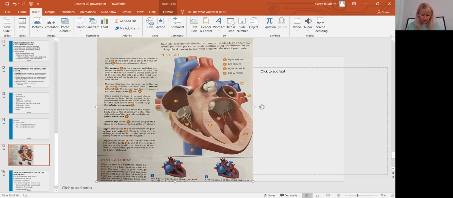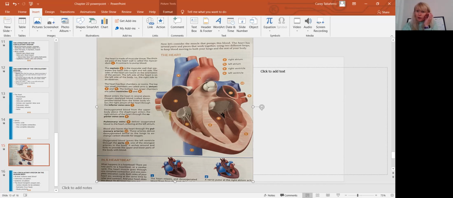So what happens is the heart relaxes. When the heart relaxes, deoxygenated blood flows from the body through the vena cava into the right atrium. Oxygenated blood, all that happening at the same time. So you have deoxygenated blood coming in, either here or here, depending on what part of the body it's coming from. And then oxygenated blood flows from the pulmonary veins into the left atrium.